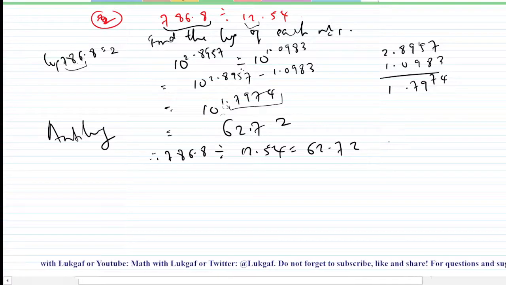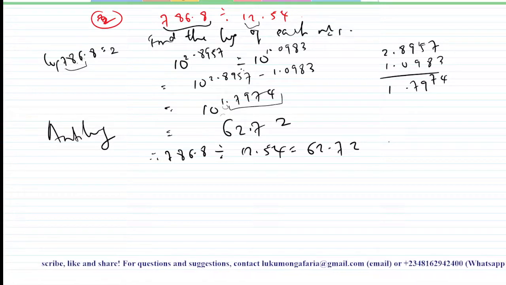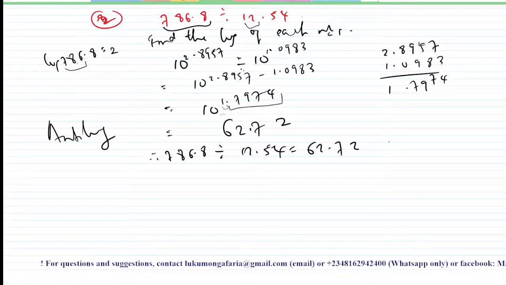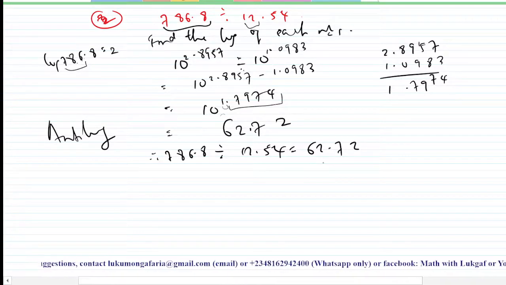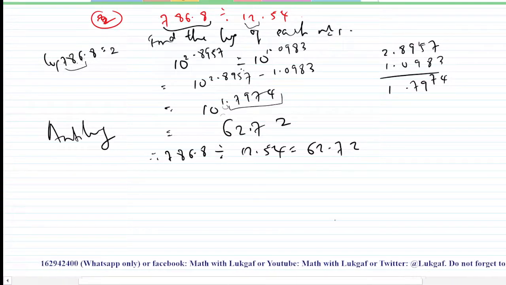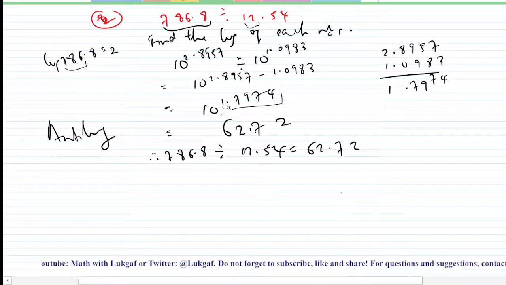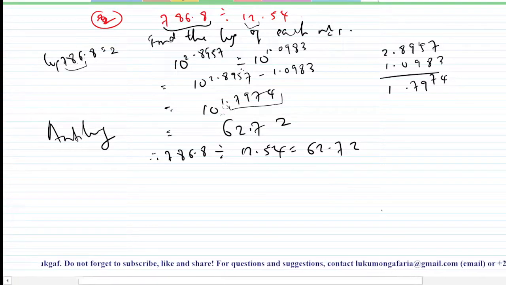You can check that out by pressing your calculator. You will see you get an approximate answer. Can you try that with your calculator? So we have the same thing as what we had here. So what can we deduce here? It means when you want to divide two numbers together, what you have to do is to find the logarithm of each of the numbers and then subtract them from each other.